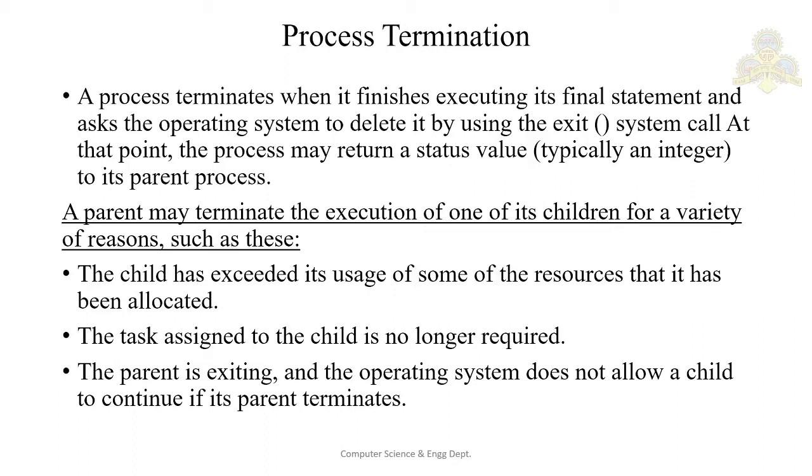In some systems, the children of a particular parent are not allowed to exist in the system if the parent has been terminated. That means if a parent has been terminated, the system does not allow the children to continue their execution. So in such systems, if a parent process terminates normally or abnormally, then all of its children have to be terminated. This phenomenon we call cascading termination, and it is normally initiated by the operating system.